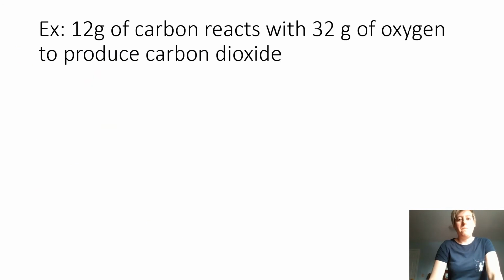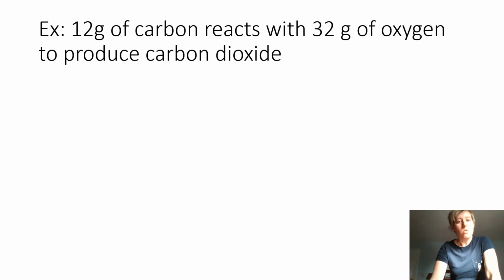So in our first question, we have 12 grams of carbon reacting with 32 grams of oxygen to produce carbon dioxide. The first thing that I need to do is write this down in a word equation. And what that means is I need to write down all of my reactants on the left-hand side of my yield and all of my products on the right-hand side of my yield. And I can actually get a lot of clues based on the words that are used in the question.